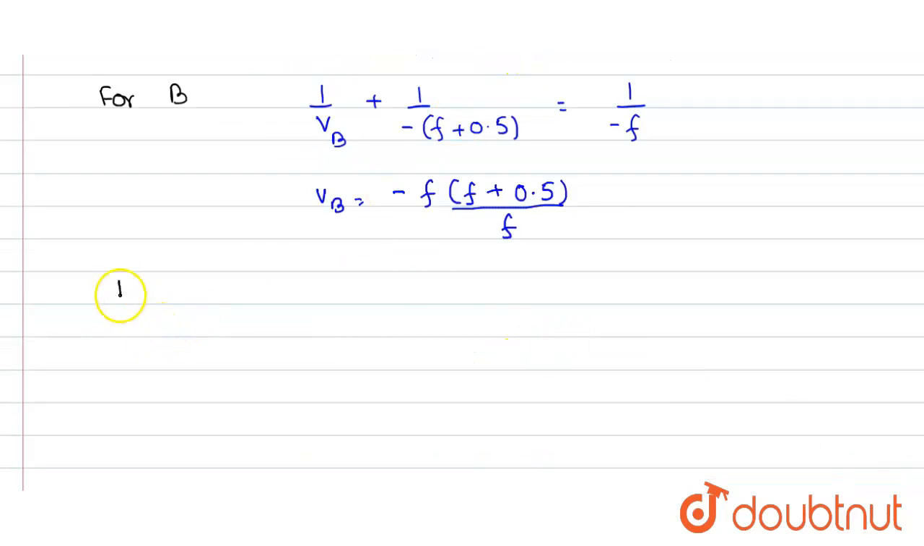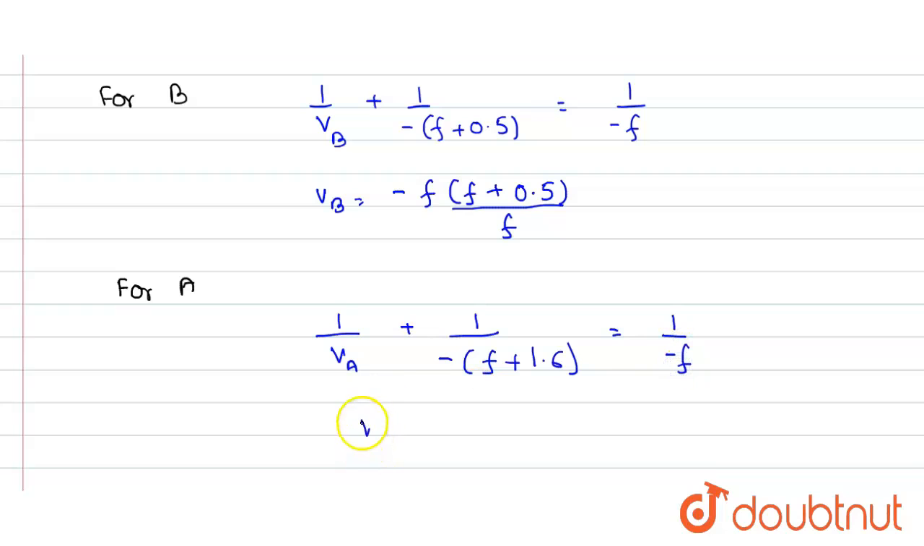Now, similarly, if we do it for A, again we apply the same formula, 1 divided by VA, plus 1 divided by, because A is also on the left side, it would be F plus 1.6. This would be equal to 1 divided by minus F. Similarly, if we solve this, then our VA would turn out to be minus F times F plus 1.6 divided by 1.6. So this is 0.5. In the denominator, it would be 0.5.